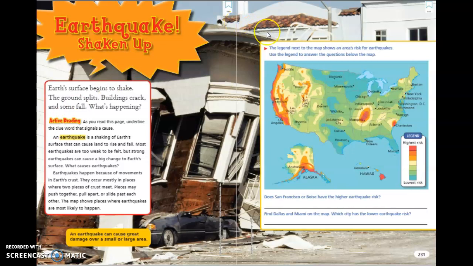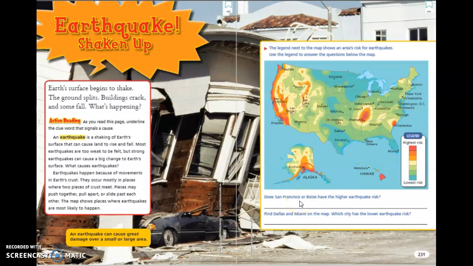Let's look at the picture over on the other side on page 231. It says the legend next to the map shows an area's risk for earthquakes. So this part right here is our legend. Use the legend to answer the questions below the map. So over in our legend area, you can see that the red is the high risk for earthquakes, all the way down to the blue for low risk. So you can see in our area of Minnesota, we're at a low risk.